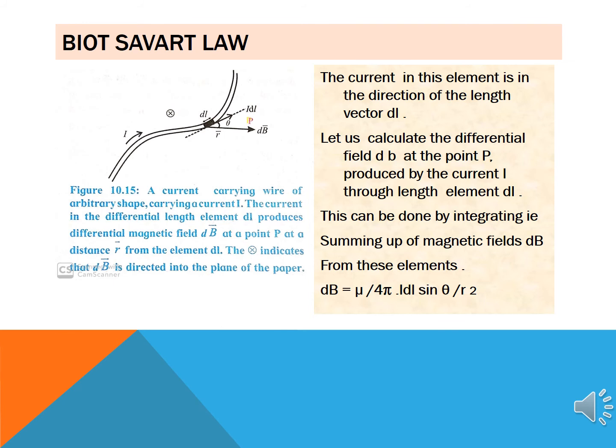When I explain this, dl is a length element along the wire. The current in this element is in the direction of the length vector dl.